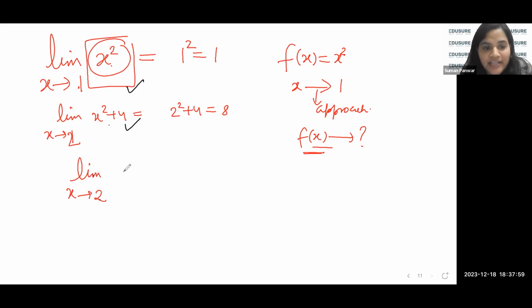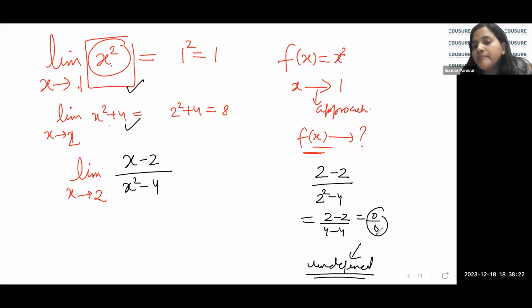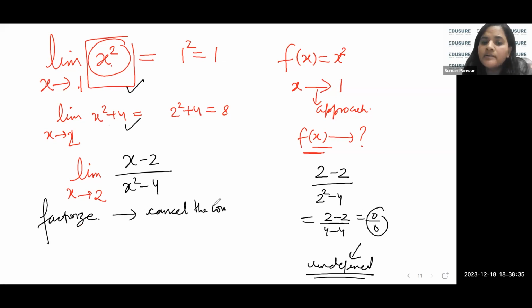But you see, limit x tending to 2, (x minus 2) upon (x square minus 4). Okay, now let's put x equals to 2. So I will have 2 minus 2 upon 2 square minus 4. So I'll have 2 minus 2, 4 minus 4, 0 by 0. इसका कोई मतलब नहीं होता मैथ में, ये अनडिफाइंड है. मैथमेटिक्स में 0 by 0 has no meaning, undefined. अब क्या करें? सो क्या करेंगे? फैक्टराइज करेंगे एंड कैंसल द कॉमन फैक्टर्स.